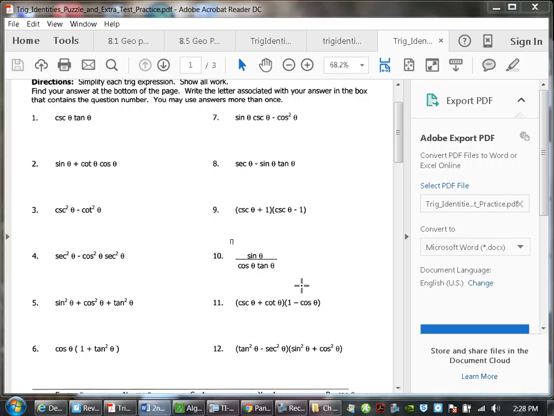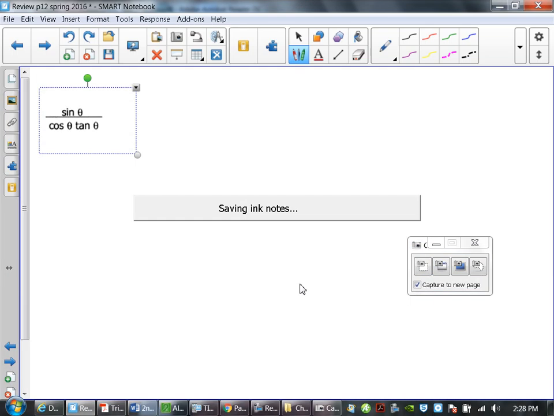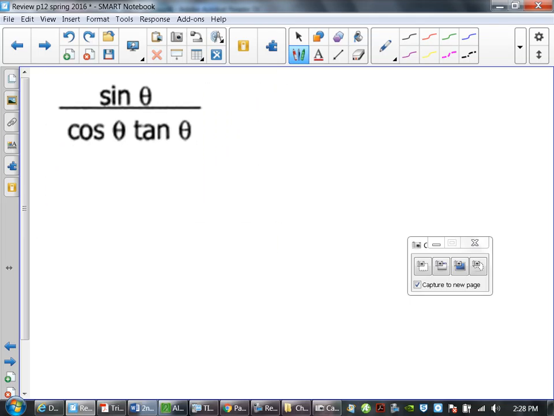You could easily do something like this. Is this a simplify? If this was a simplify and it had to be multiple choice, a simplify problem can give you possible answers. Knowing your identities is how you undo it. So you have sine over cosine, tangent. One of two ways of doing this: rewrite everything in terms of sines and cosines.